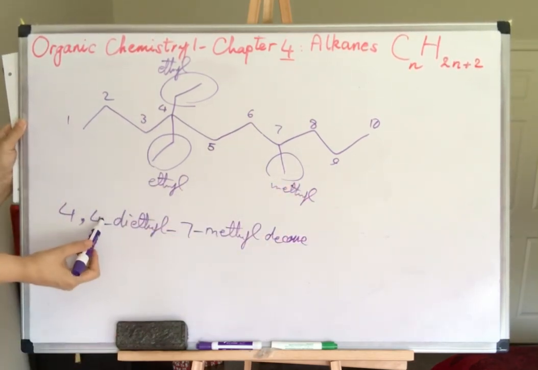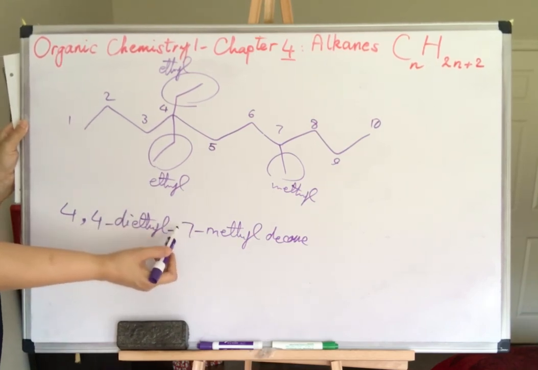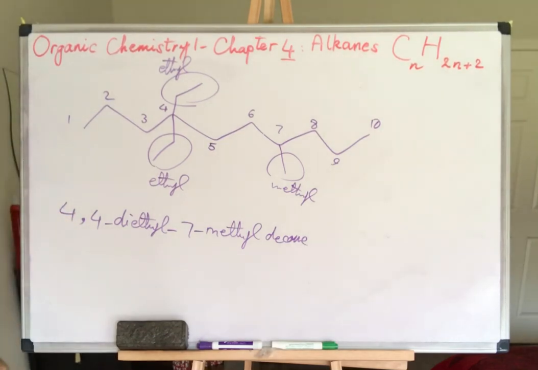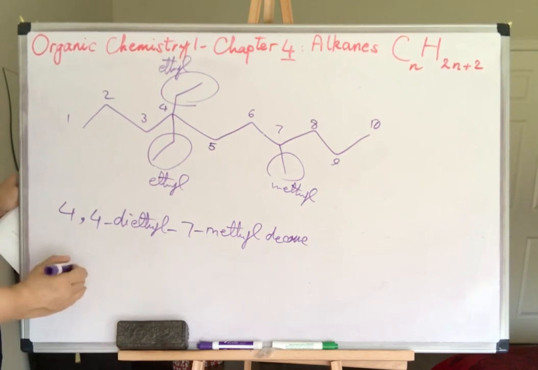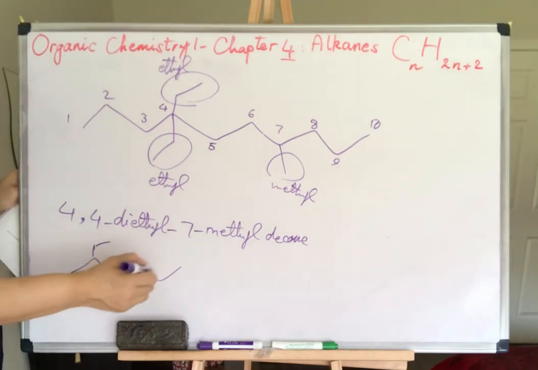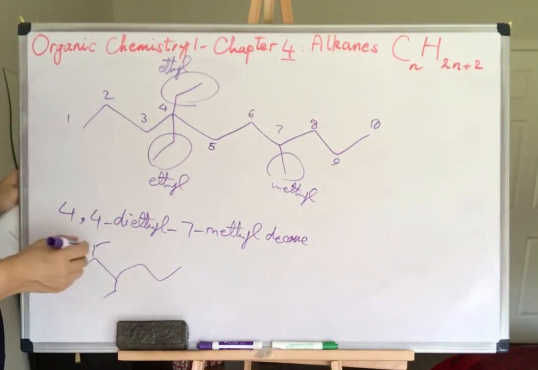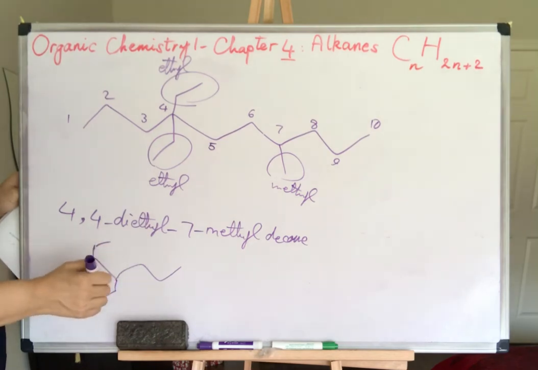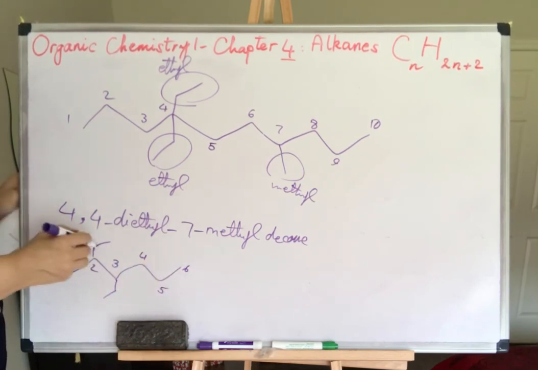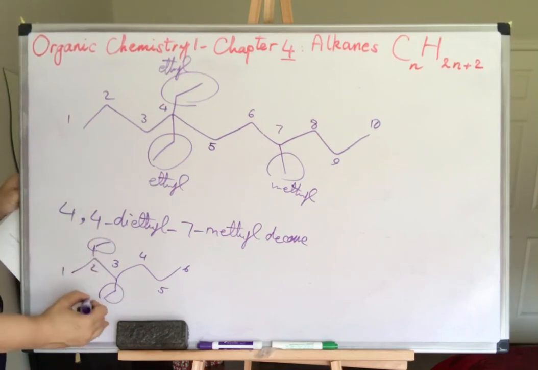Don't forget, between every number and letter you put a dash, and between each two numbers you need a comma. So if you are bringing di, you need to have two numbers. If you have them on different carbons, like let's say you have this, 1, 2, 3, 4, 5, 6. I numbered it from left to right because it reaches to the first branch faster. What are your branches with two carbons? Ethyl, right?